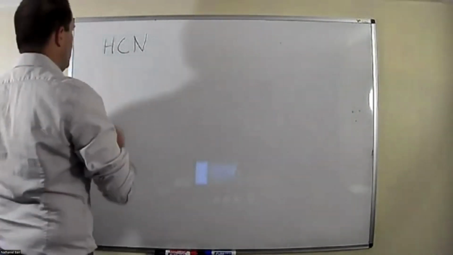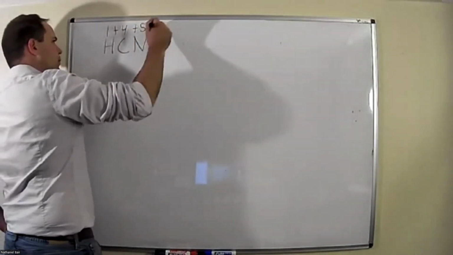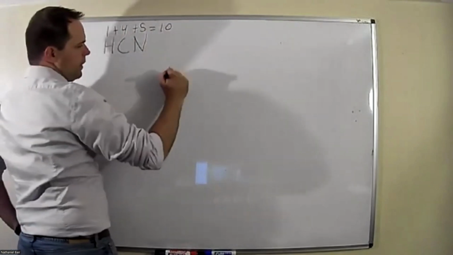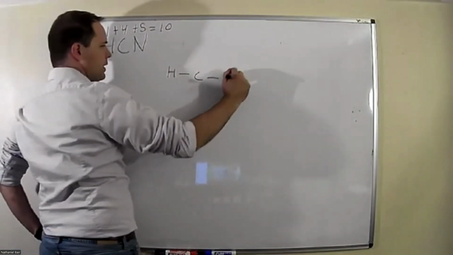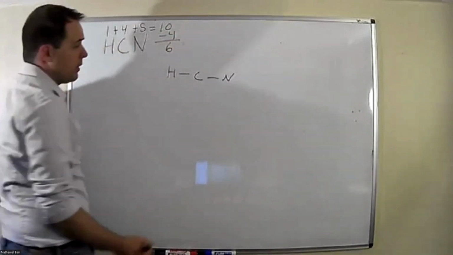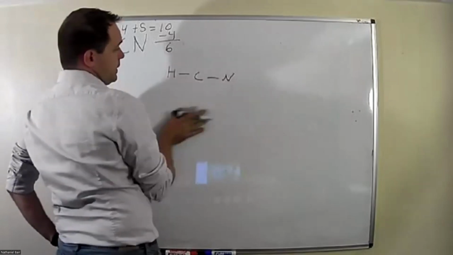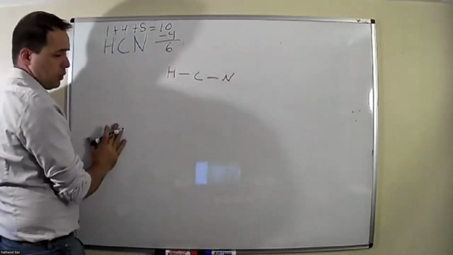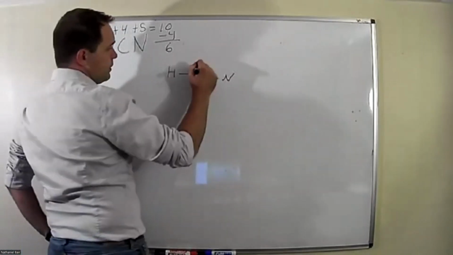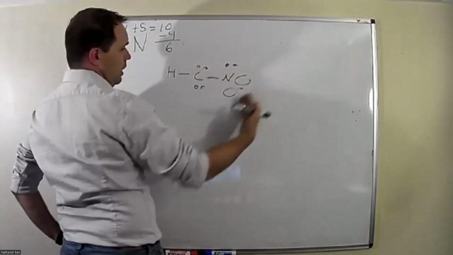All right, here we go. 1 for the hydrogen, 4 for the carbon, 5 for the nitrogen, 10 to work with. Hydrogen to carbon to nitrogen used up 4, leaves me with 6. Okay, what do we got? Well, a thinker says I need 4 plus 6, that's 10. I've only got 6, I'm short 4, 2 more bonds. A doer says 2, 4, 6, and it's a double.